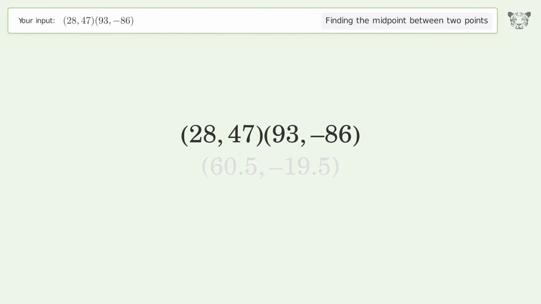Use the x values in the midpoint formula to find the midpoint's x. x1 equals 28. x2 equals 93. Simplify the arithmetic.